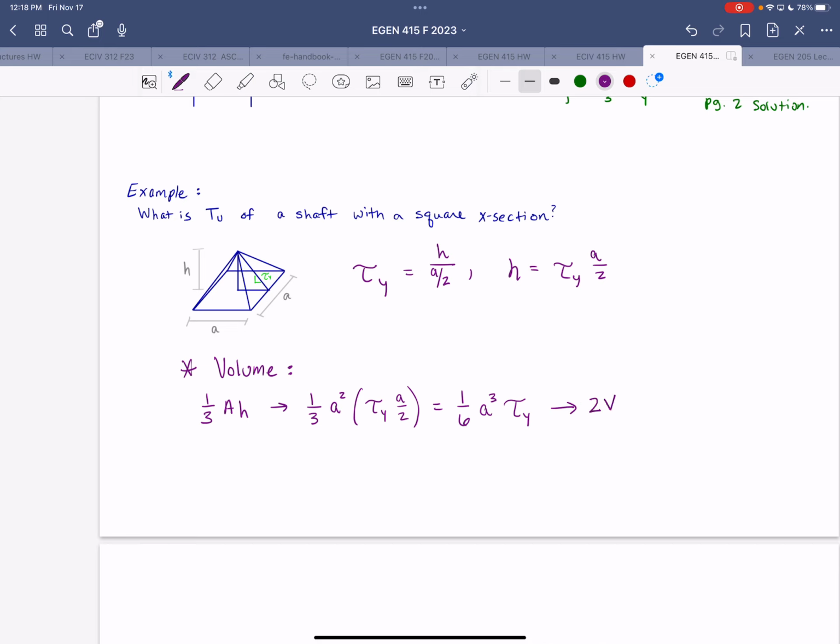So it follows then that 2 times the volume is 1/3 little a cubed times tau y, and 2 times the volume is equal to the ultimate torque. So there is your answer.